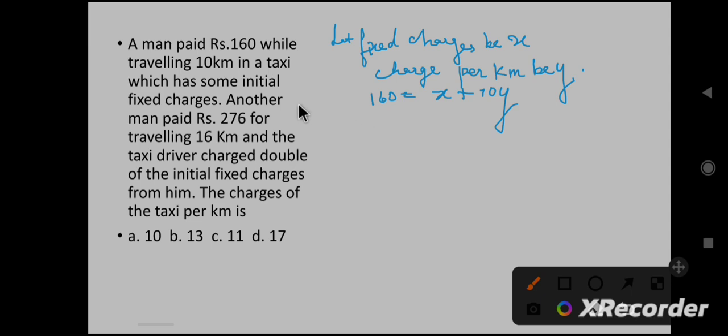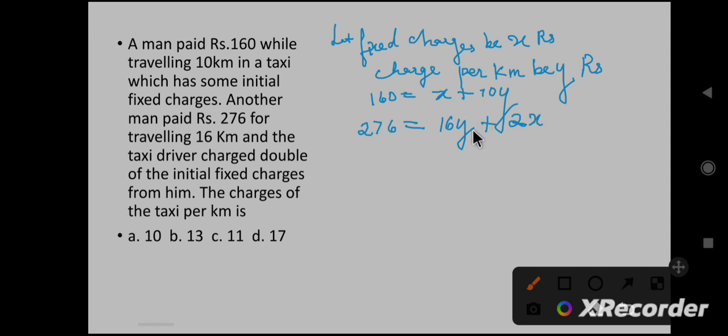Then our second statement is, another man paid 276 rupees for 16 kilometers. So 16 into per kilometer it is y amount. These x and y are in rupees actually. So 16y plus the initial amount, which for this question is double the x. So it is 2x. This is our second equation.